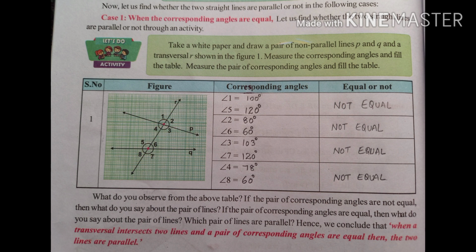If we get the corresponding angles equal, then we can say that the lines P and Q are parallel. Then from this we can conclude that when a transversal intersects two lines and a pair of corresponding angles are equal, then the two lines are parallel. If the pair of corresponding angles are not equal, then the two lines are not parallel.